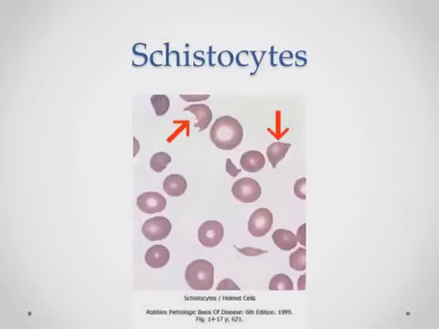This occurs in many conditions like non-immune acquired hemolytic anemia. For example, in microangiopathic hemolytic anemia like TTP, thrombotic thrombocytopenic purpura, hemolytic uremic syndrome, DIC, and other conditions like PNH, paroxysmal nocturnal hemoglobinuria. In all these conditions, there is intravascular hemolysis that leads to fragmentation of red blood cells, giving this shape which is called schistocytes, like this one and this one.